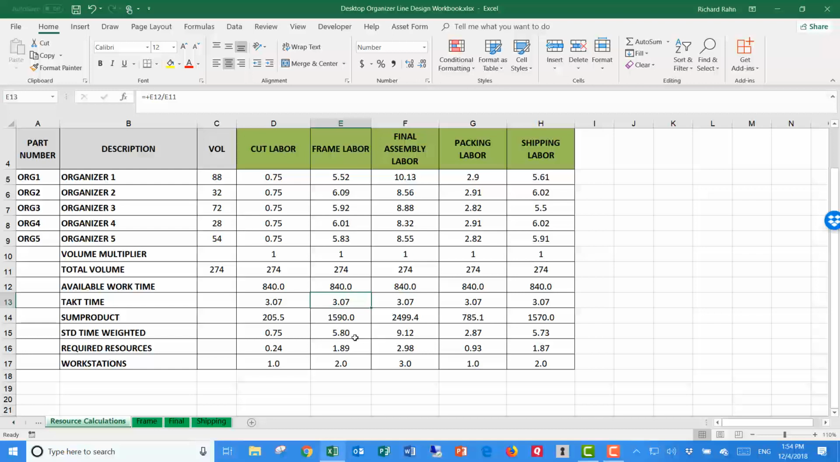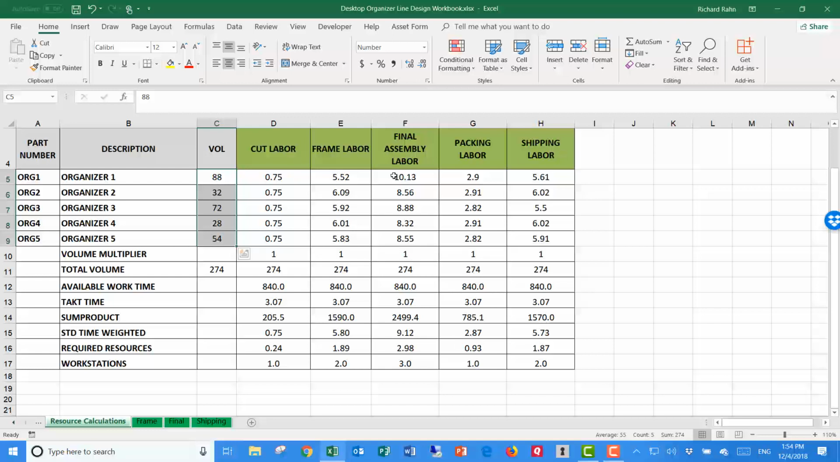Now, jumping down a little bit to row 15, the standard time, or weighted average time, would be these times weighted by these volumes, and we end up with 5.8 minutes per unit average weighted time for frame, and 9.12 minutes for final assembly, 2.87 and 5.73 for packing and shipping respectively. We can then calculate resources. So resources would be the standard time divided by the takt time. So 5.8 minutes divided by 3.07 is 1.89, 2.98, 0.93, and 1.87 resources.